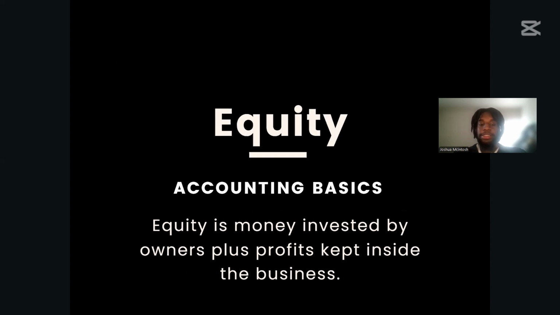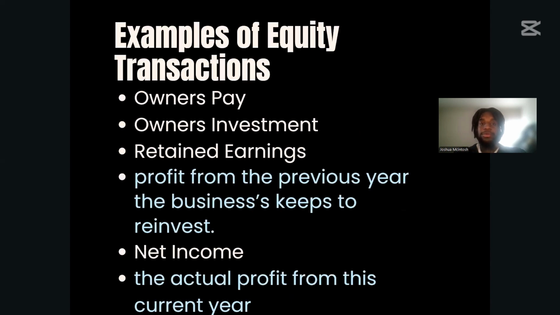Equity is the money invested by owners plus the profits kept inside the business. Examples of transactions that include equity are owner's pay, such as the owner cuts a check to himself or direct deposits himself from the business. Owner's investment, which is the money that the owner personally puts inside the business. Retained earnings, which is profit from the previous year that the business keeps to reinvest. And net income, which is the actual profit that you're making this current year.